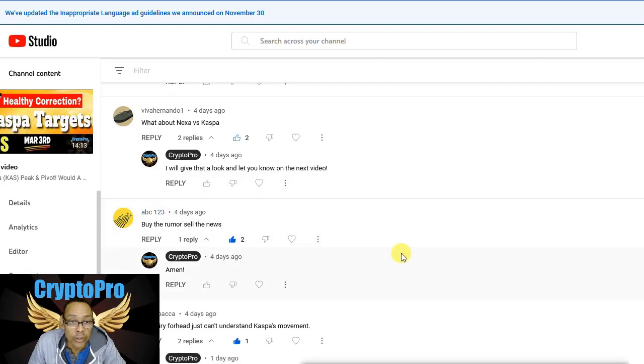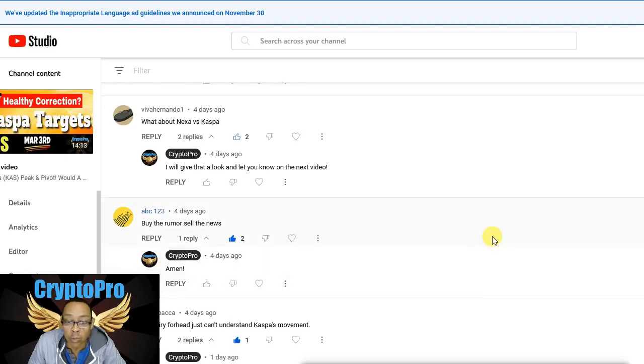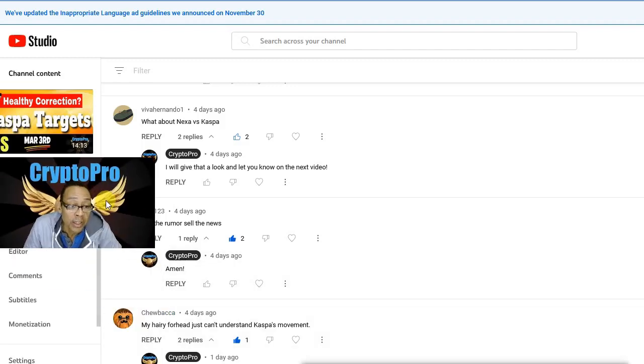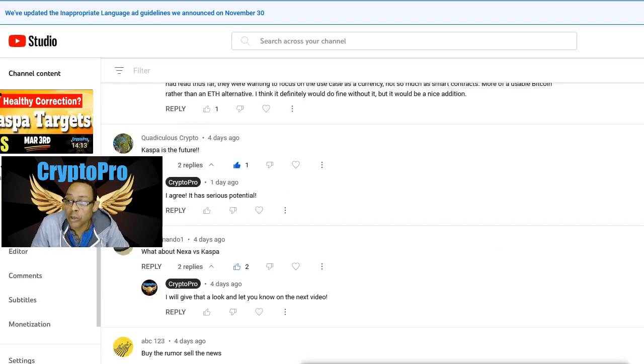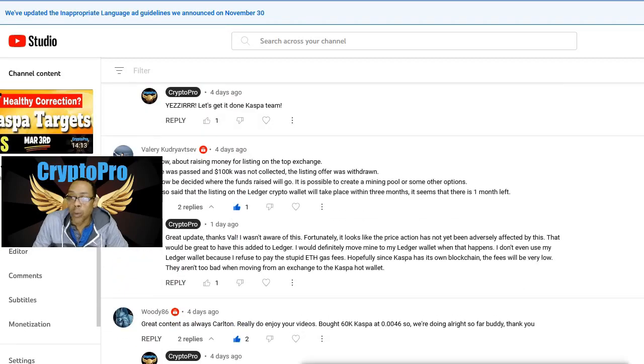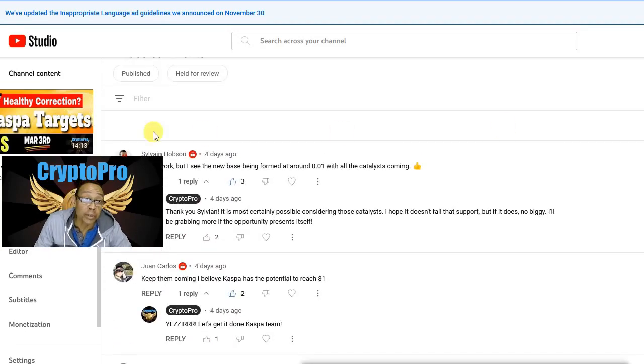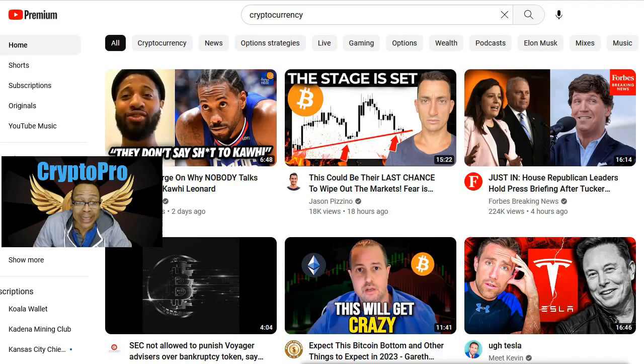Buy the rumor, sell the news. Absolutely right. That's how this world works. And this is a good one by Chewy. Chewy says, my hairy forehead just can't understand Kaspa's movement. That is so true. It marches to a beat of its own drum. It doesn't always follow the market. Right now, it is following the market action, but not always.